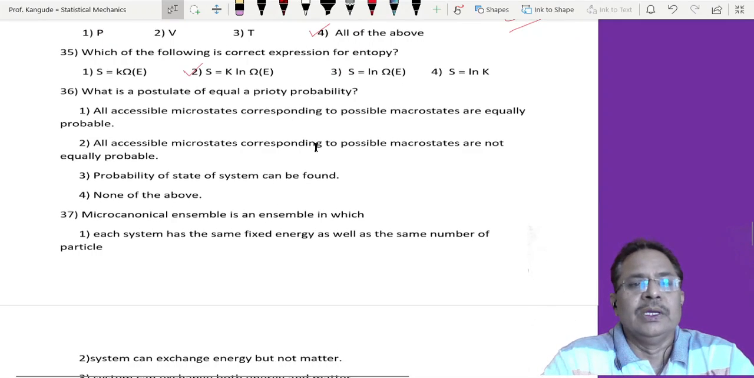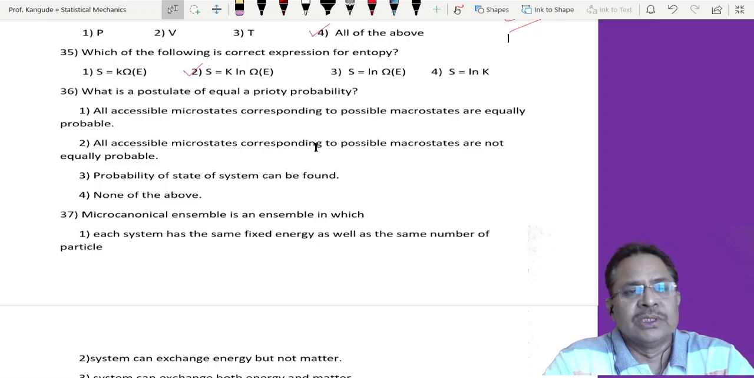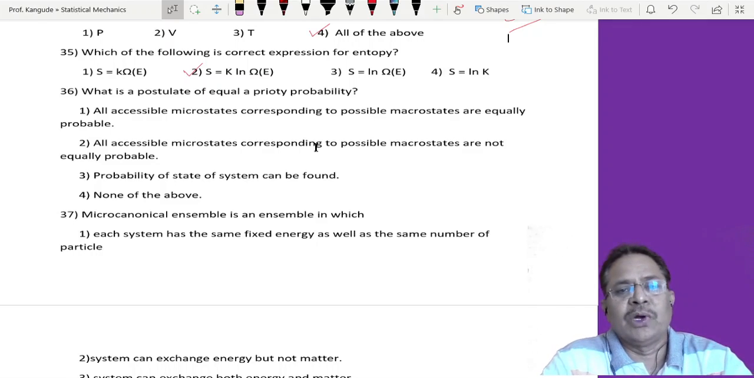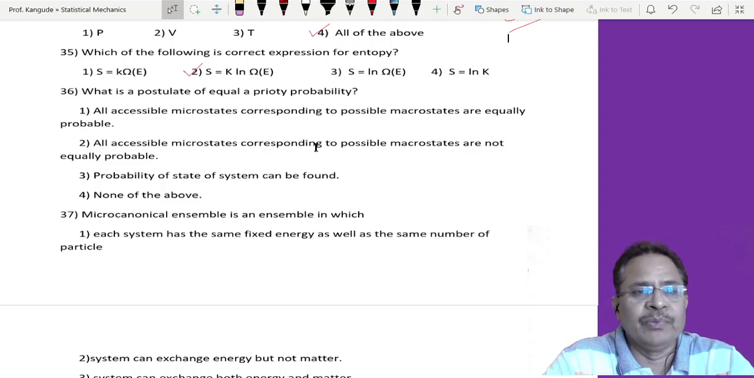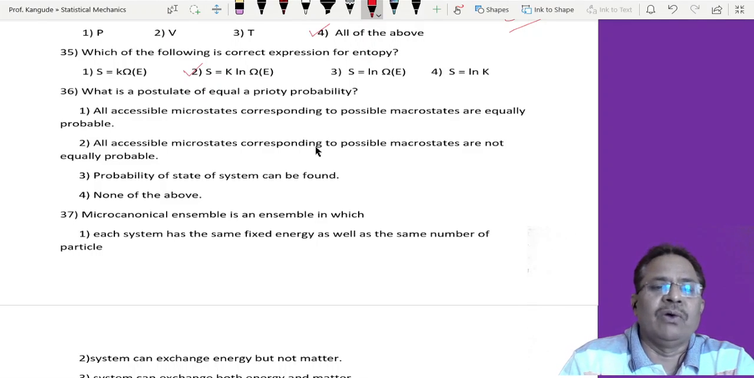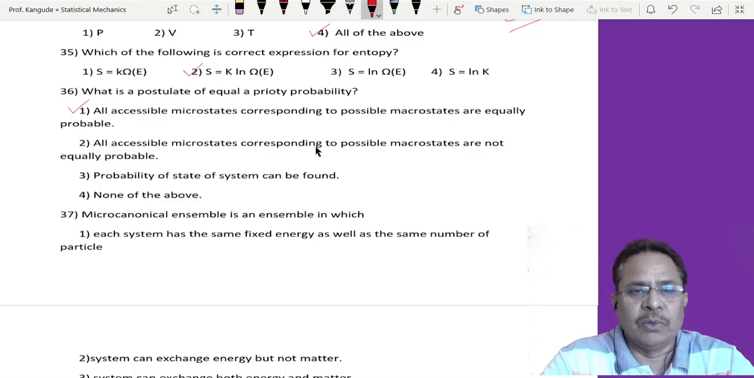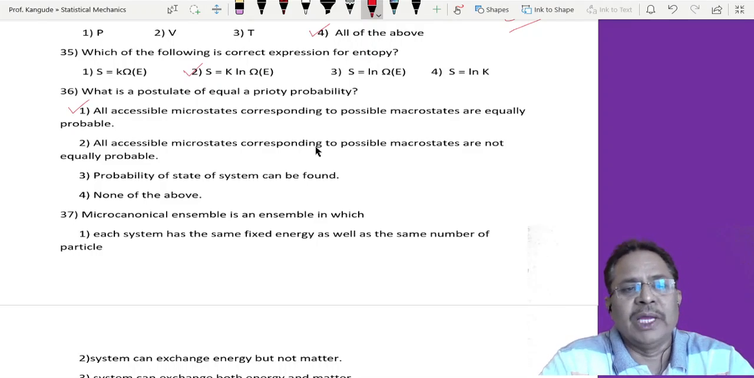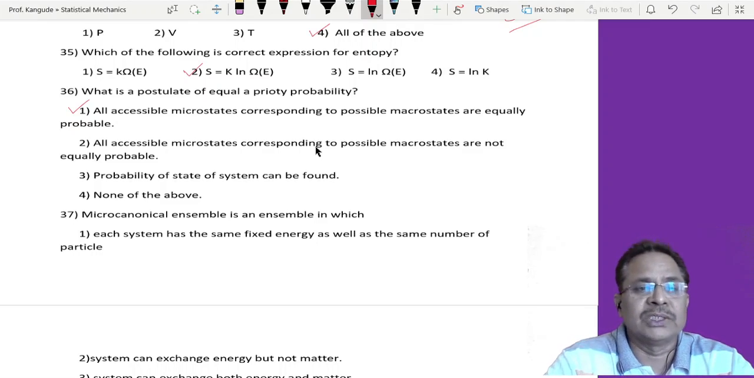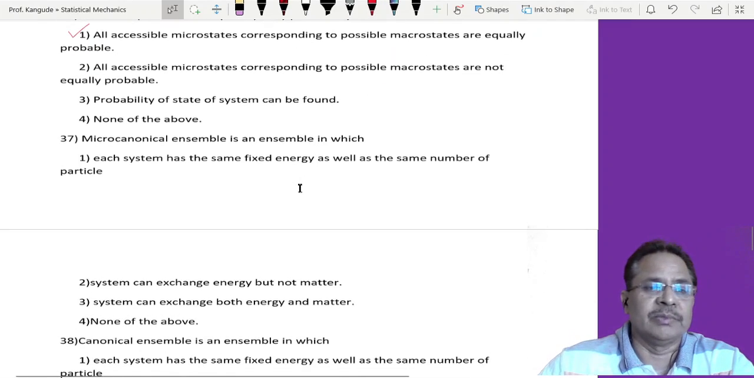Then question number 36, what is the postulate of equal a priori probability? So here options are as follows. Number 1, all accessible microstates corresponding to possible macrostates are equally probable. All accessible microstates corresponding to a possible macrostate are not equally probable. Probability of state of system can be found, and none of this. So this is the actual definition of the postulate of equal a priori probability, that all the accessible microstates corresponding to a possible macrostate are equally probable, and that's why option 1 is the correct one for question number 36.